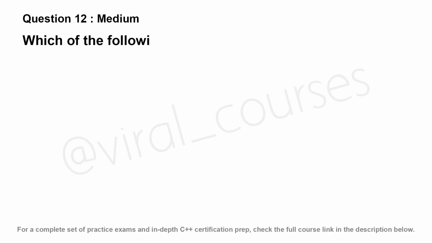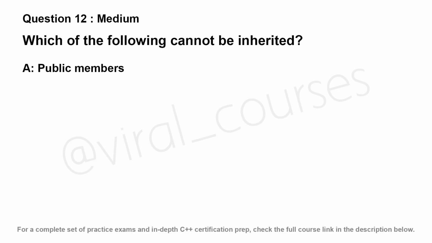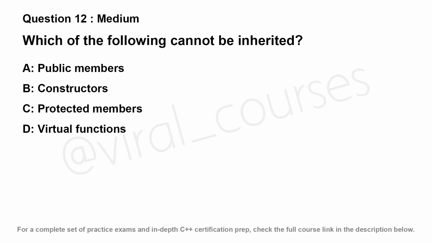Which of the following cannot be inherited? Option A, public members. Option B, constructors. Option C, protected members. Option D, virtual functions.